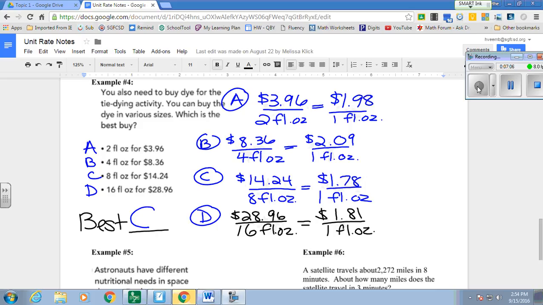Very similar to number 3, just had to go through, use division, make sure you're always putting the money on top. I got my unit rate of $1.98 for A, unit rate of $2.09 for B, unit rate of $1.78 for C, and a unit rate of $1.81 for D. So the better buy, the best buy, will be, again, the cheapest one per ounce, which is choice C. We're going to move on to number 5.